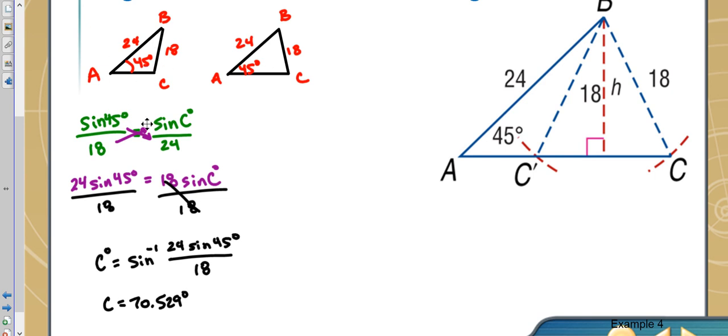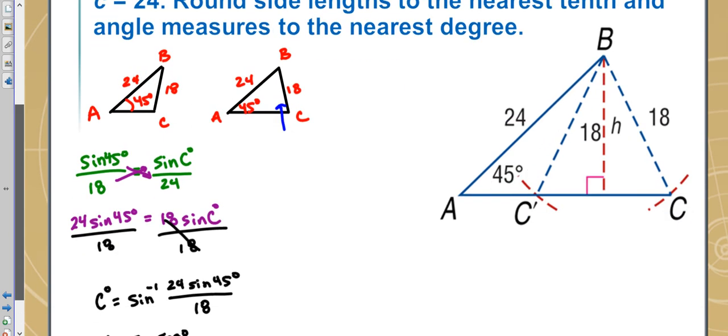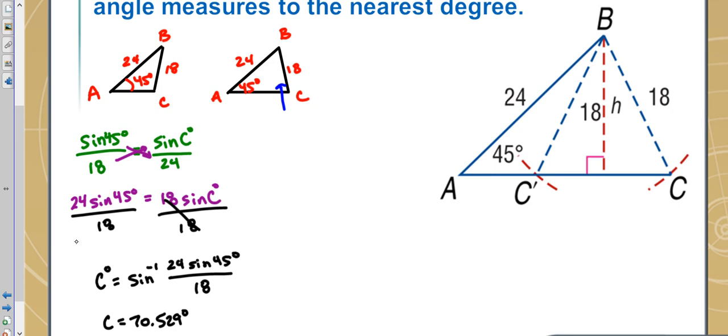So as I started, I thought I was solving for this triangle, but I actually solved for this one. How do I know? Because look, this is over 90 degrees. This is less than 90 degrees. So we just discovered this angle, and it says round side lengths to the nearest tenth, and angle measures to the nearest degree. This C is actually going to be about 71 degrees.